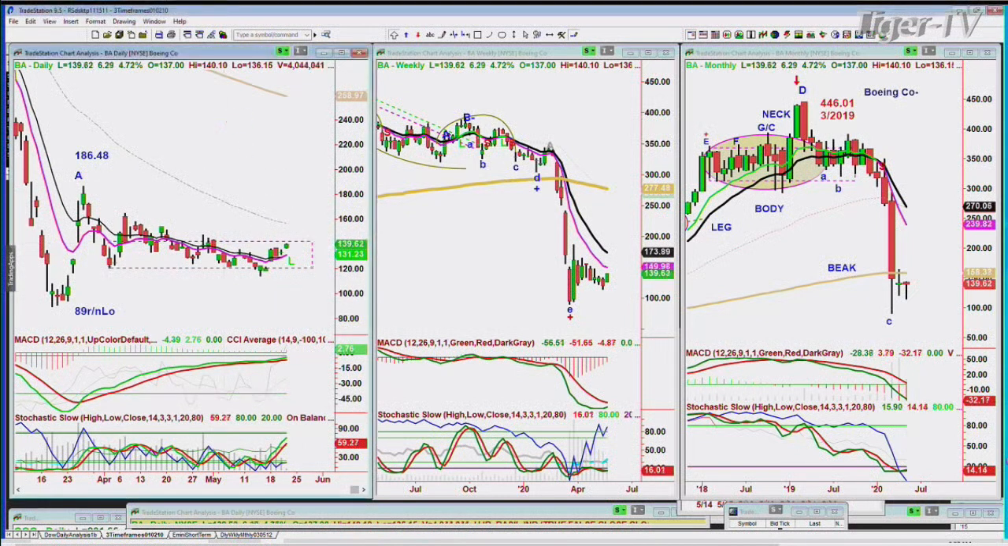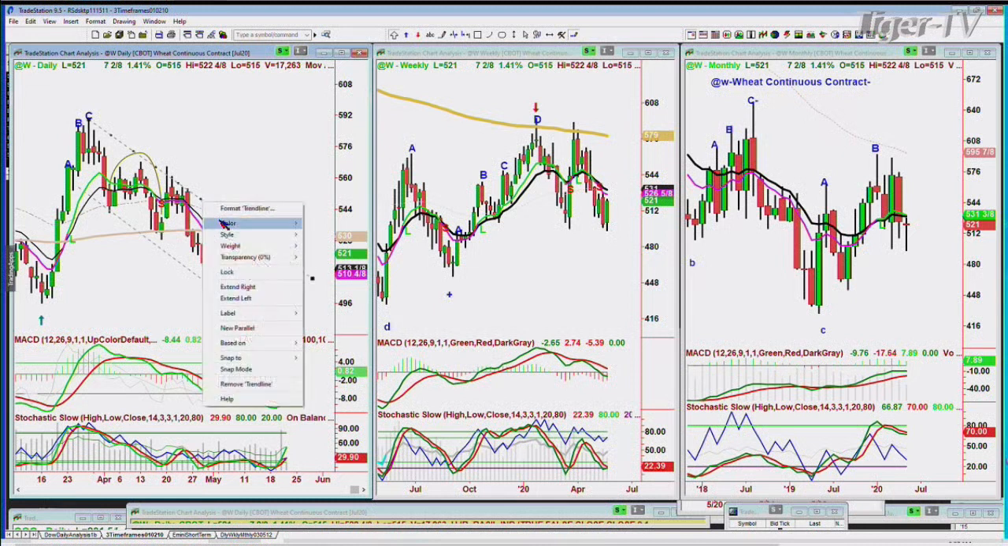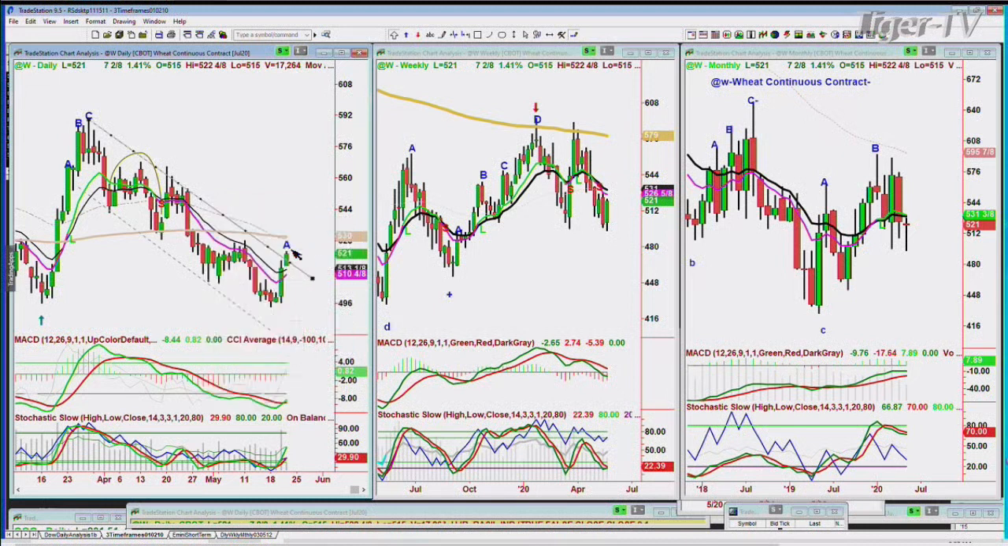So there are a couple of things we're looking at. Let me just do this quickly. W, wheat, very strong leg A. You see, I love to draw these lines. It's so easy to do. You don't have to talk about whether it's a good technique or a bad technique. It's just a technique.